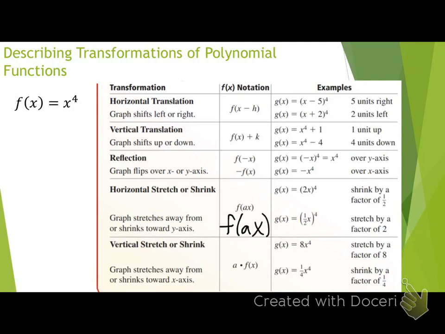And lastly, the vertical stretch or shrink. A times f of x. So if it's a stretch by a factor of 8, plug 8 in for a. So 8 times my function would be 8x to the 4th. Shrink by a factor of 1/4. 1/4 is my a value. So 1/4 times my function, 1/4 x to the 4th. This is a times f of x. So that's it, very bottom, a times f of x.